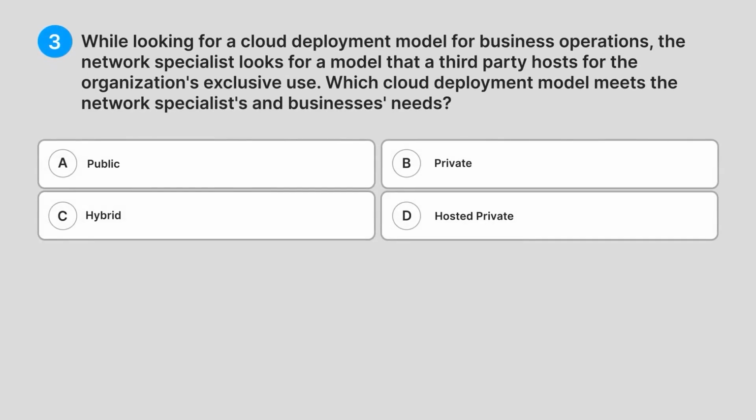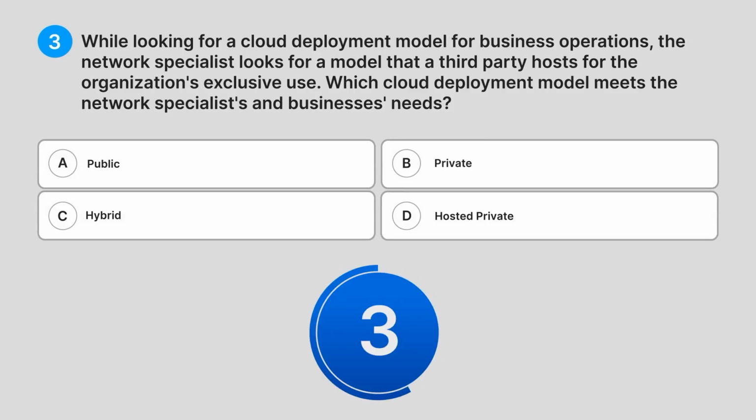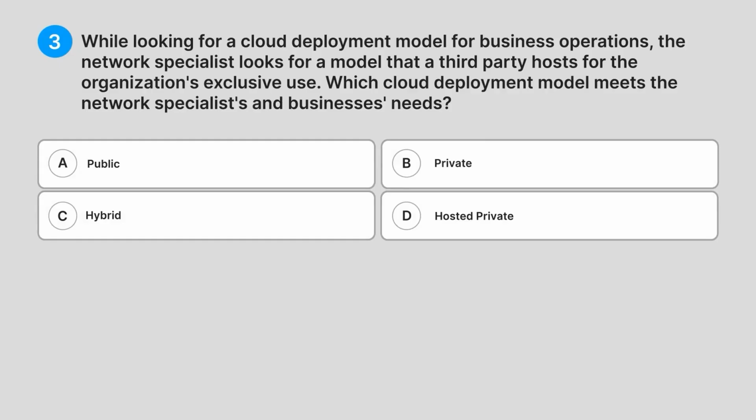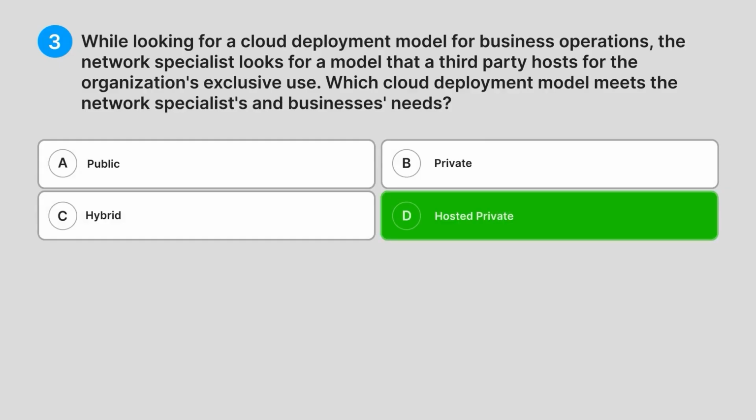3. While looking for a cloud deployment model for business operations, the network specialist looks for a model that a third-party hosts for the organization's exclusive use. Which cloud deployment model meets the network specialist's and business's needs? A. Public. B. Private. C. Hybrid. D. Hosted private. Can you guess the answer? Correct answer, D. Hosted private.